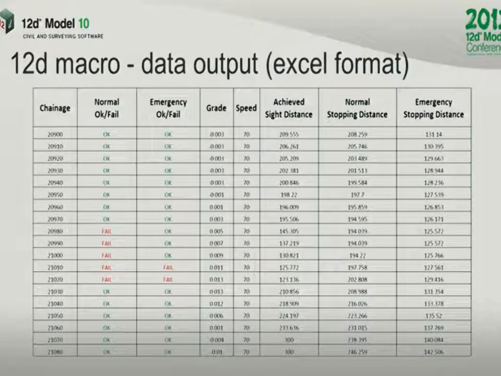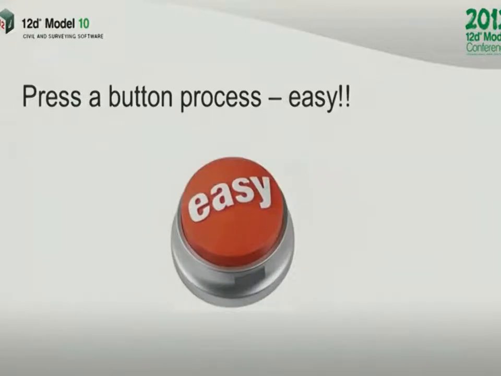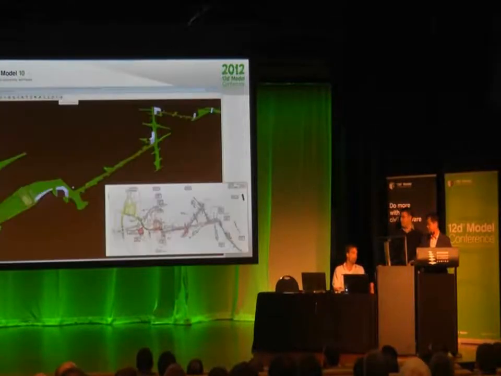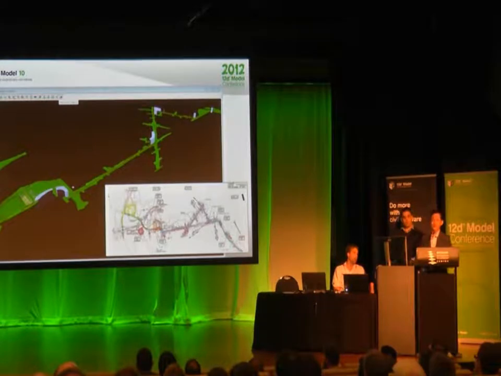So, after all, it all sounds easy and simple. It's just a press-button process. But actually, I must confess, I'm lying. It takes a lot of hard work in the beginning. We have to model the rail corridor plus the road corridor very carefully.